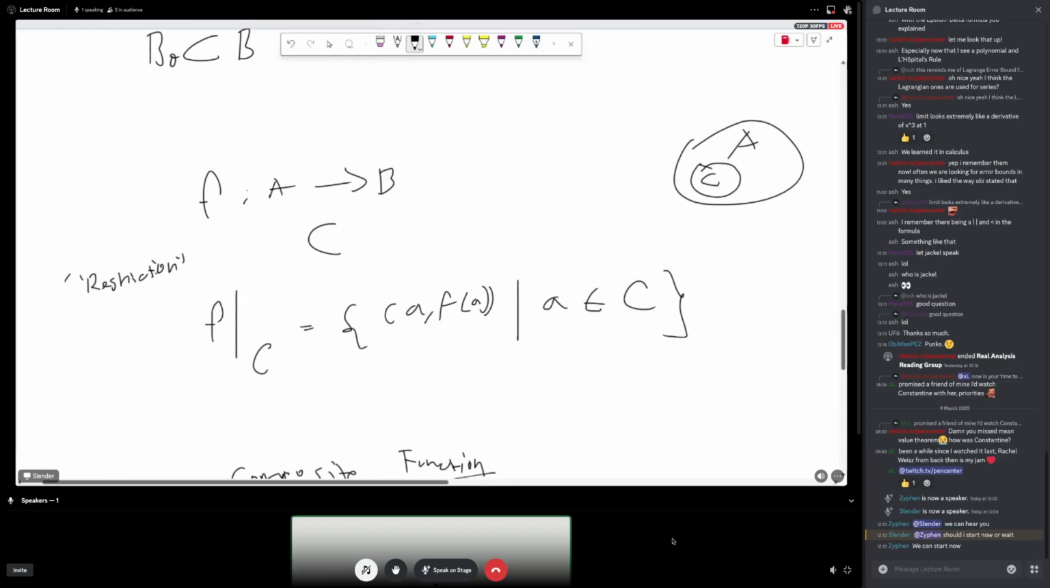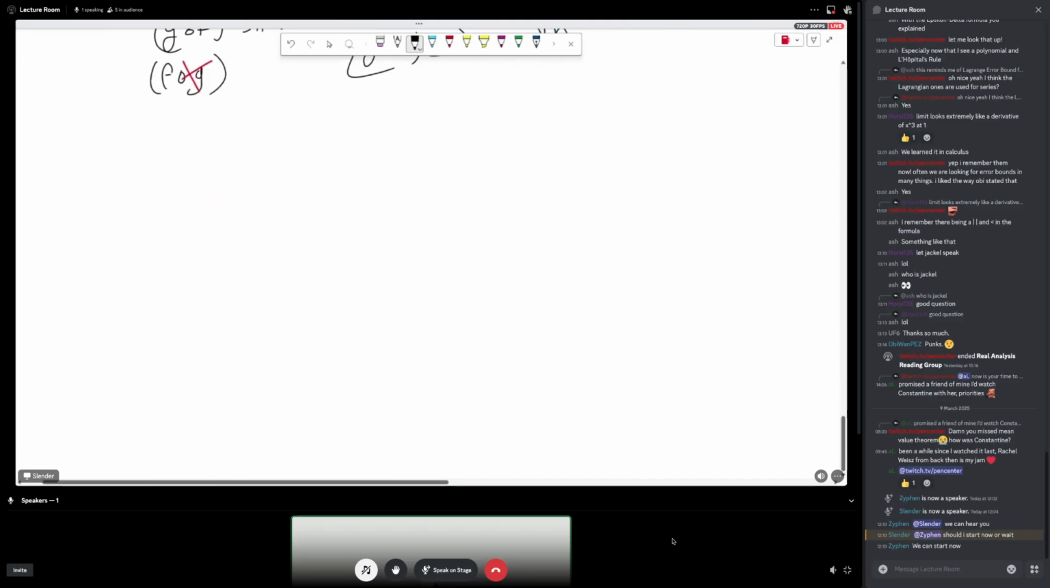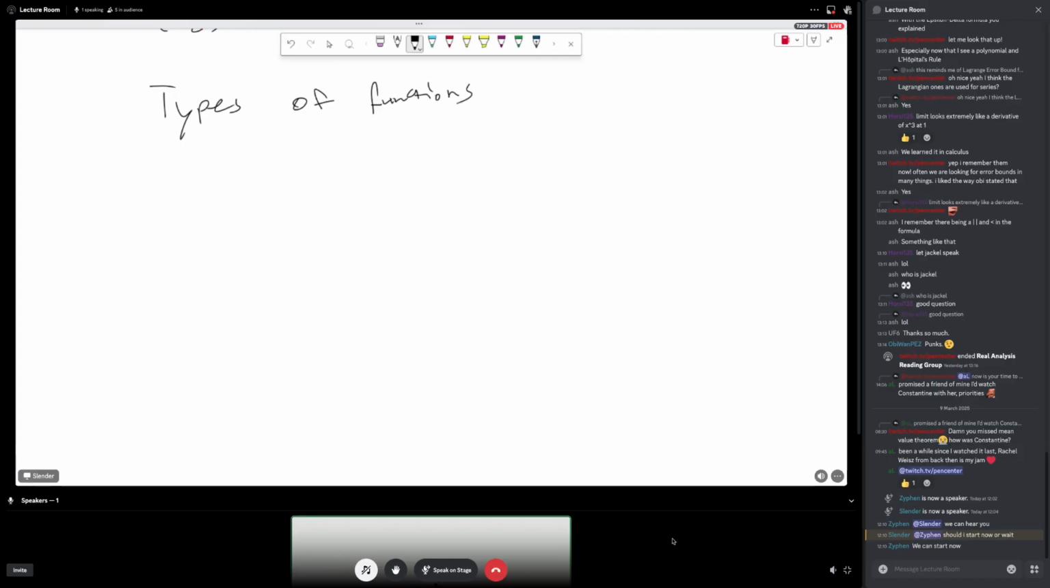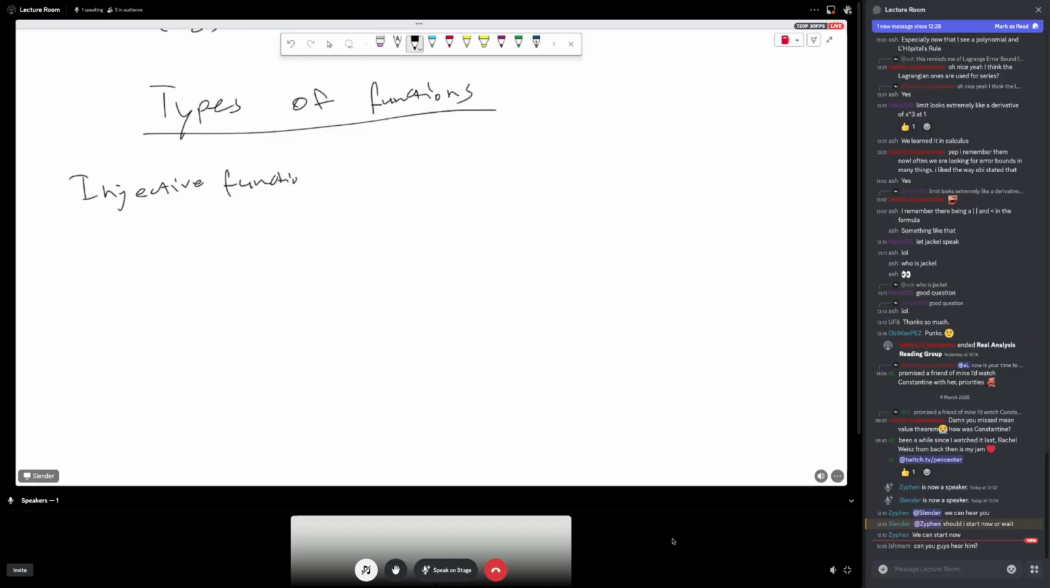So there are various types of functions. We can now discuss the types of functions. So the first type of function is the injective function, which is also known as one-to-one.